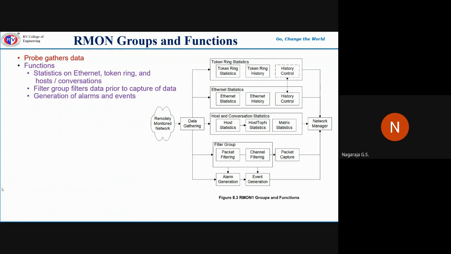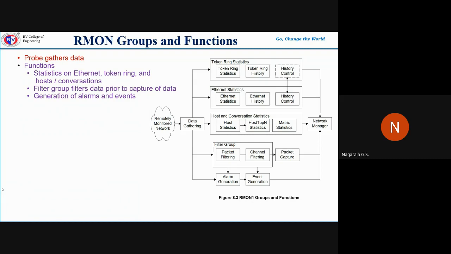Again, it varies; it depends upon the complexity of the network. And as I mentioned, another one is the matrix statistics, which stores statistics on conversations between pairs of hosts. An entry is created for each conversation that the probe detects.